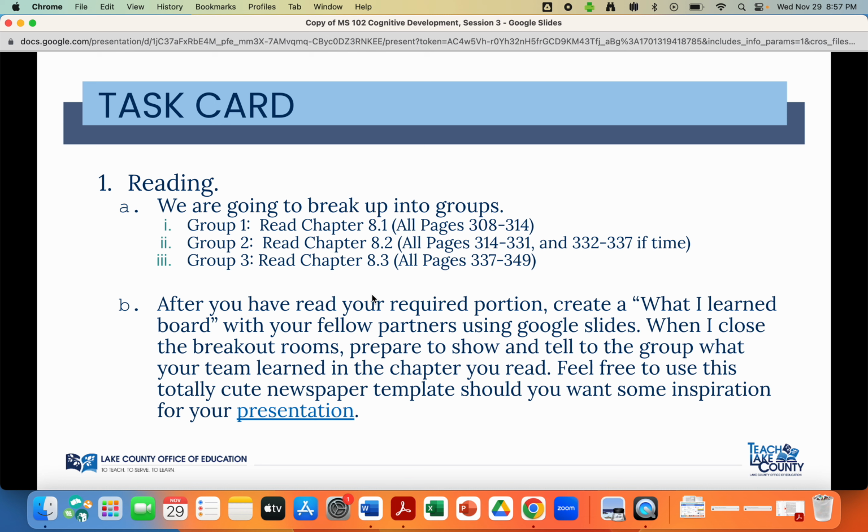There are two big reading portions for this particular session. Today, I'm going to break people into groups, and one group's going to read chapter 8.1, another's going to read chapter 8.2, and another one's going to read chapter 8.3. And what you're going to do is read your required portion, and then create a What I Learned board with your fellow partners using Google Slides. When I close the breakout rooms, prepare to show and tell to the group what your team learned in the chapter you read. Feel free to use this totally cool newspaper template should you want some inspiration for your presentation.